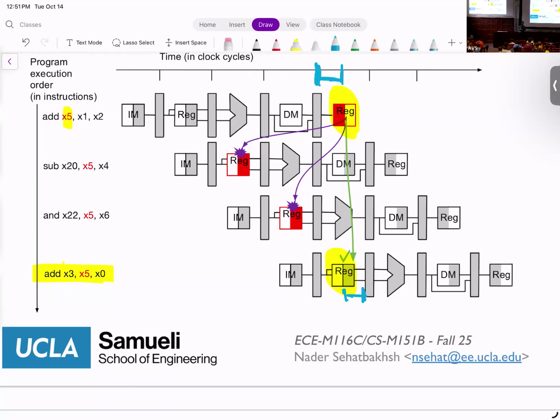Okay, but later on, we're going to improve this using other techniques that I'm going to describe later. But for now, just keep in mind that I need to have a minimum distance of 2 cycles between any instructions that have RAW data hazards. Does anyone have any questions of why this is 2 and not 3 or 4?